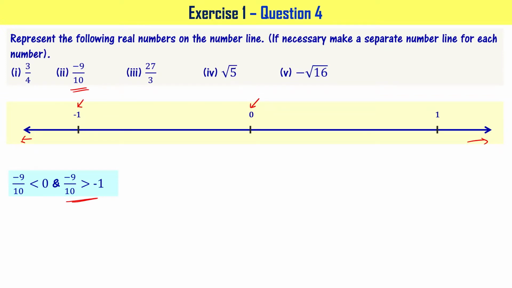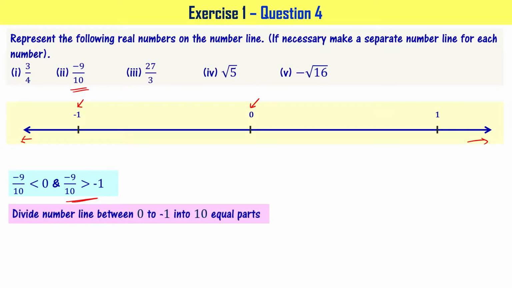So let me divide the number line between 0 and minus 1 into 10 equal parts. Why 10 equal parts? Because the denominator is 10. Now let me draw 9 points which are equally placed so that I'll have 10 equal parts. 1, 2, 3, 4, 5, 6, 7, 8, 9, 10. Right? Now let me start with 0. Let me write it as 0 by 10. Right? This is 1 by 10. This is 2 by 10. This is 3 by 10. Sorry, I'll be having all minus signs here.